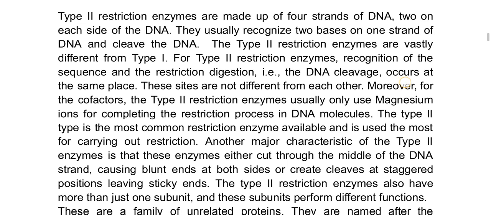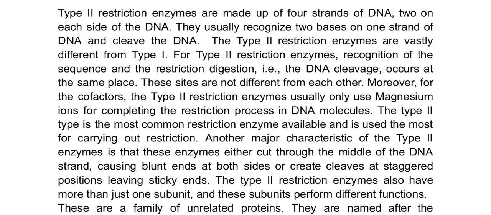Type 2 restriction enzymes are made up of 4 strands of DNA, 2 on each side of the DNA. They usually recognize 2 bases on one strand of DNA and cleave the DNA. The type 2 restriction enzymes are vastly different from type 1. For type 2 restriction enzymes, recognition of the sequence and restriction digestion, DNA cleavage, occur at the same place. The sites are not different from each other. Moreover, for the cofactor, the type 2 restriction enzyme usually only uses magnesium ions for completing the restriction process in the DNA molecule.